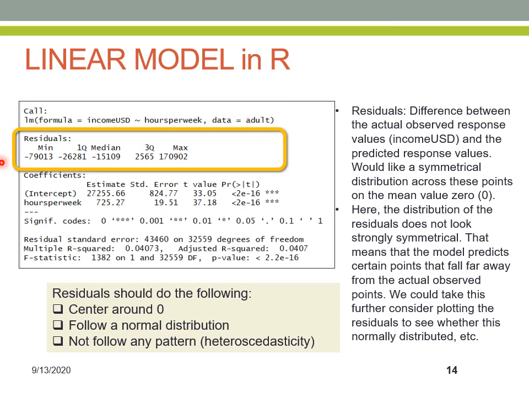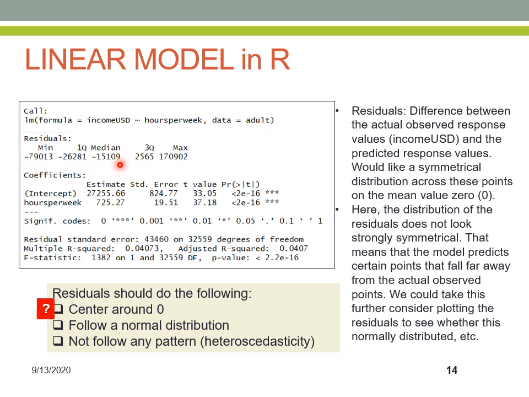So now let's take a look at the residuals, which we know indicate the health of our model. Typically, we want our residuals to center around 0. Well, our median is at minus 15,109. That hardly is 0. Okay, then we would want our residuals to follow a normal distribution. Let's take a look at the min here at minus 79,013 and the max at plus 179,002. So that also does not really look like a normal distribution.